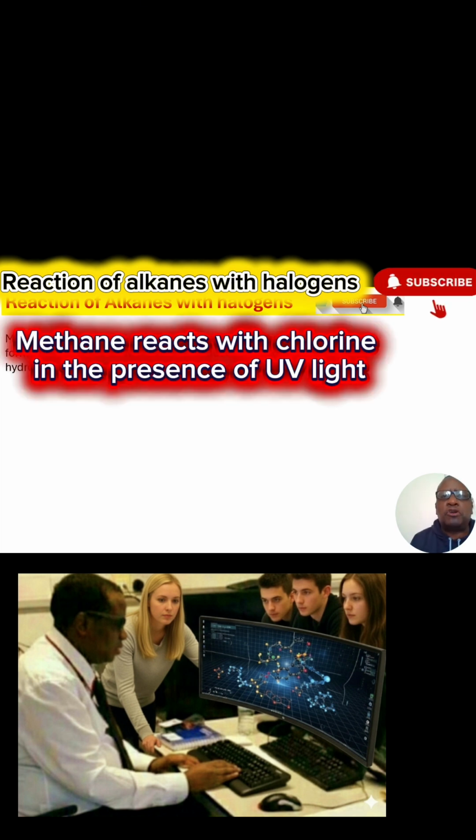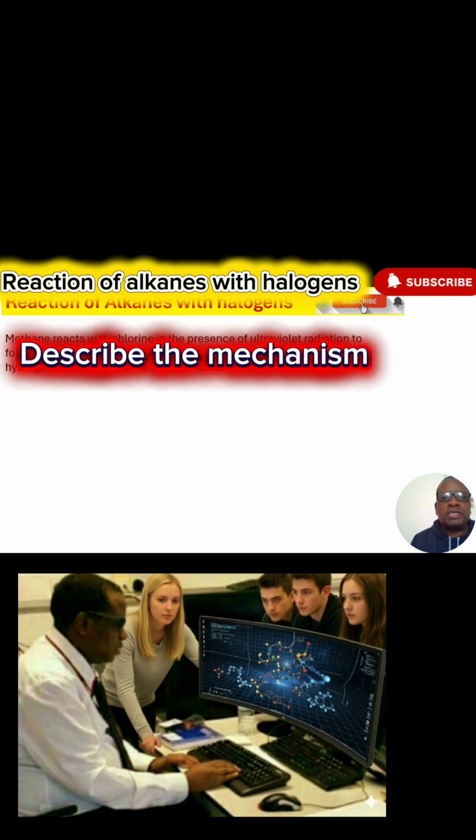Methane reacts with chlorine in the presence of ultraviolet light to produce several products. Two of these products are chloromethane and hydrogen chloride. Describe the mechanism. That's very, very important. They want the mechanism. But before we do that, let's write the equation of what's happening here.